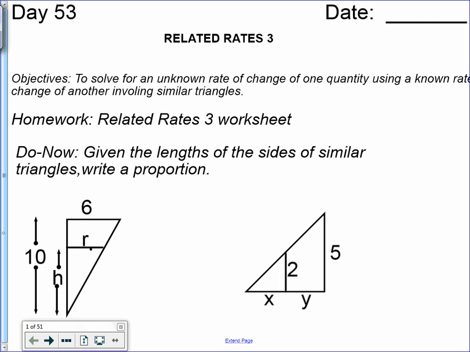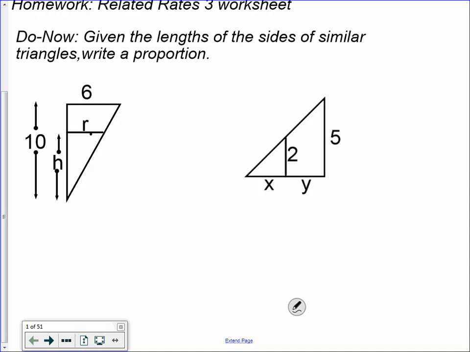All right, guys, let's get started. Today we're going to be doing related rates again, but this time with similar triangles. I just wanted to see what you guys remembered about similar triangles. Anything? No? Yeah? Okay, yes, that's what makes them similar. All the angles are the same. And then what do we know about the lengths of corresponding sides? Yeah, they're proportional. Nice.